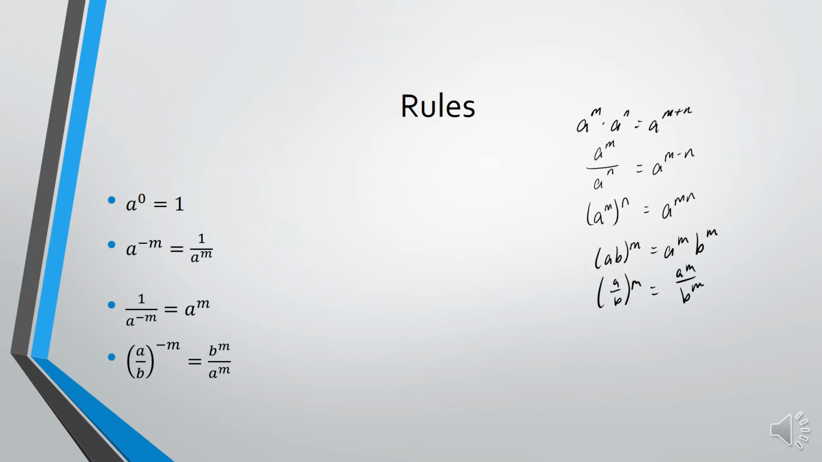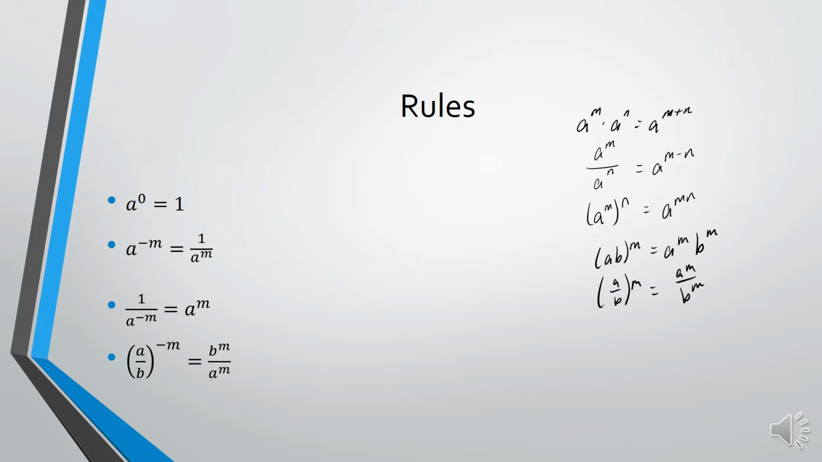This time, though, we're going to have a to the 0 equals 1. So that's anything. Doesn't matter what you're looking at. If you have something to the 0 power, it's automatically going to be 1. Next, we have a to the negative m. What that means is 1 over a to the m. And then vice versa, 1 over a to the negative m is going to be a to the m.